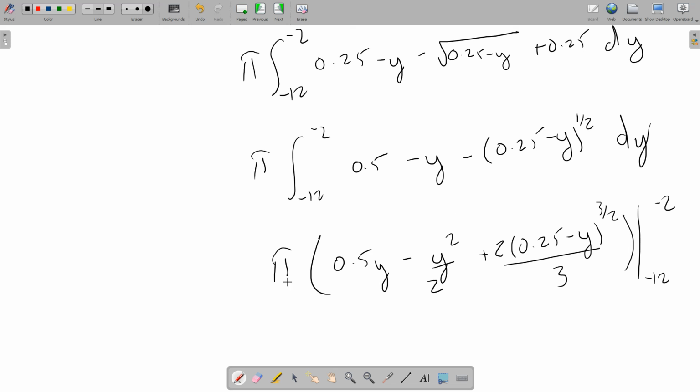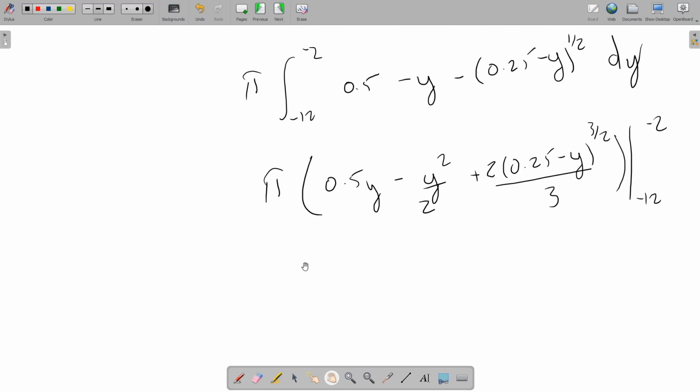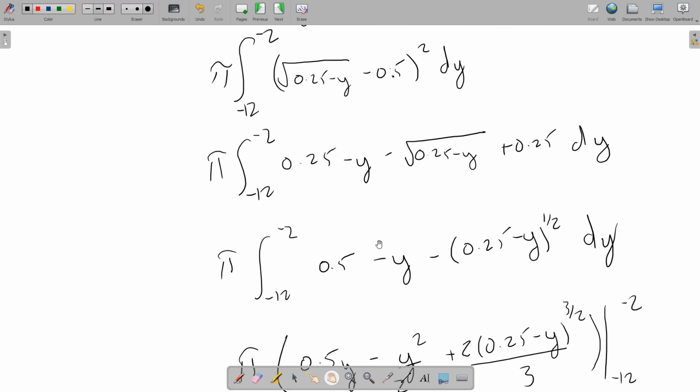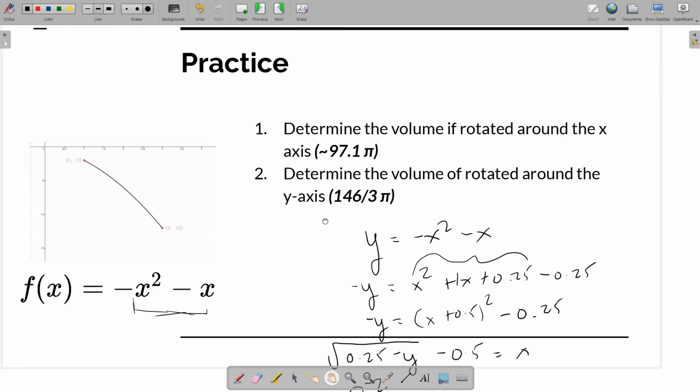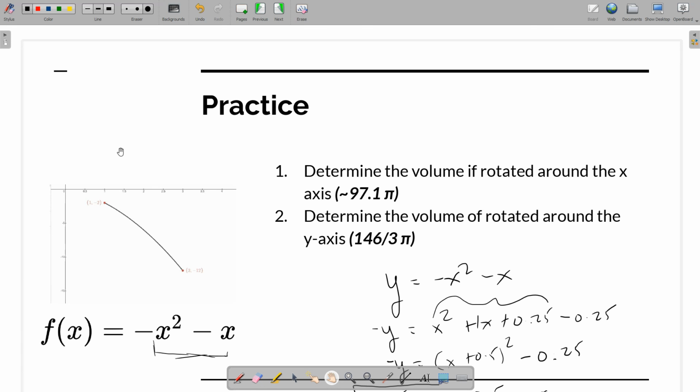And this would definitely be one where I would almost say just substitute it in and move on to the next question, because that would get quite tedious to simplify. Even this much was quite tedious. But that's how you determine the volume by rotating around the x or y axis. Take a crack at some of those practice questions. And if you have any questions or problems, shoot me an email or message on Teams.